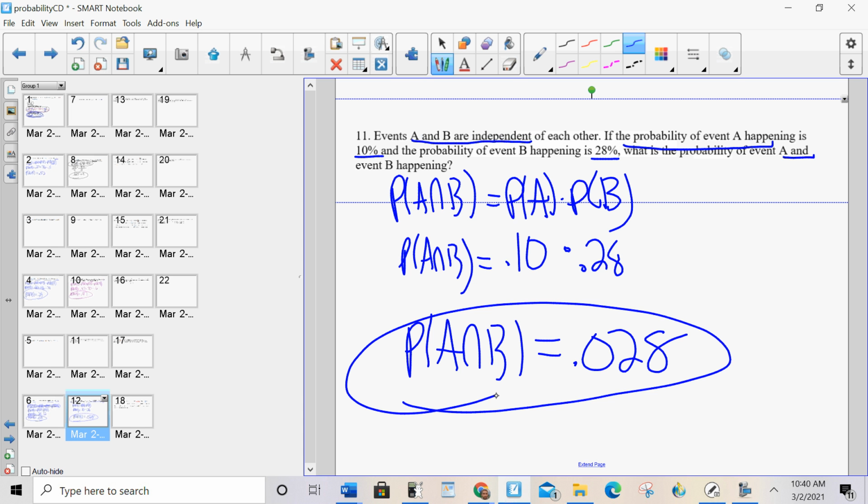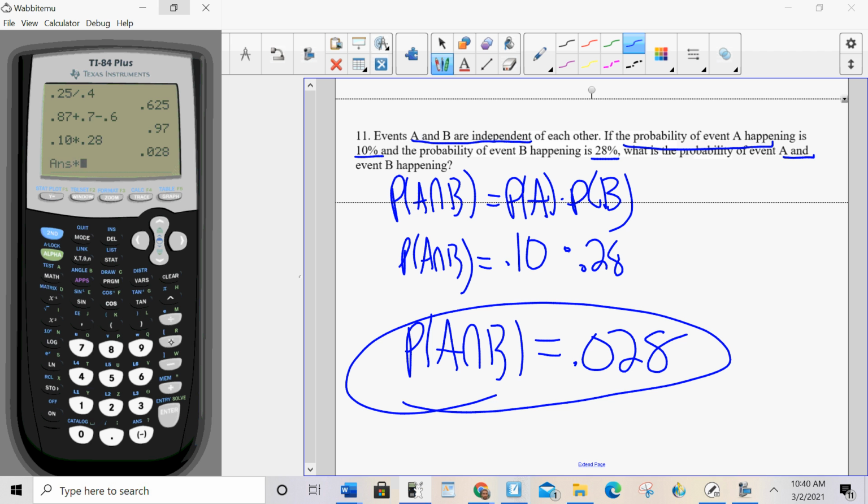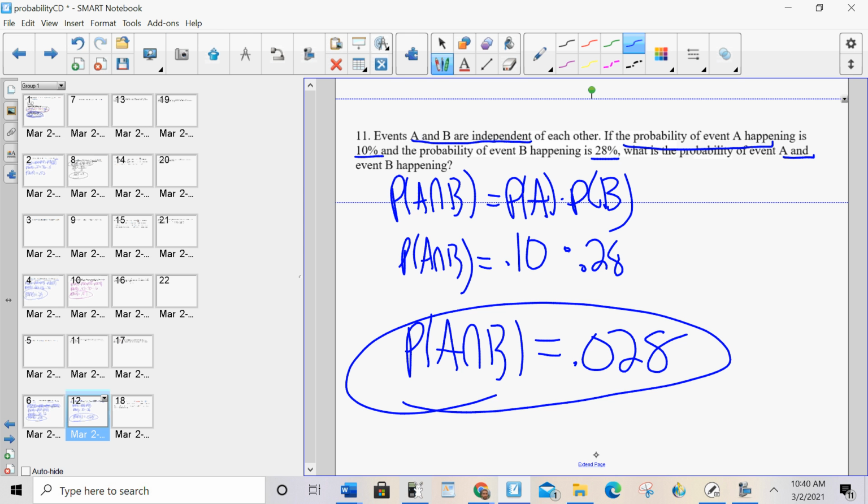If you wanted to put your answer as a percent, there's no need to, but if you wanted to make that back into a percent, you would multiply it by 100. If it's multiple choice, you might see your answer written either way. Whoops, I got an extra 0 in there. Times 100 is 2.8%. And again, you don't have to do that. Either one of these is fine. All right.